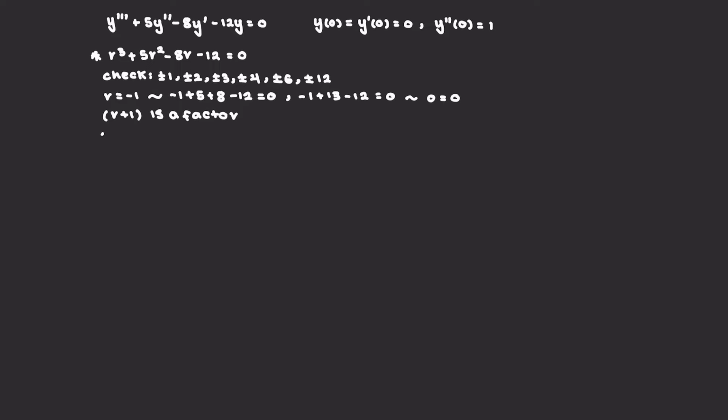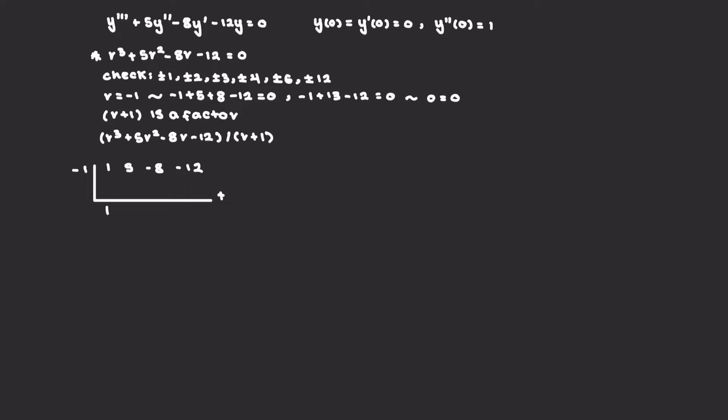And then let's divide our characteristic polynomial by our obtained factor, which is r plus 1, or r equals negative 1, by using Horner's method. So this is 1, this is 5, this is negative 8, this is negative 12. And keep in mind, this is going to be a long process because we have the initial value conditions, and we need to use our obtained solutions and apply them to our general solution to get the particular solution for this problem. So this negative 1, don't forget the plus sign here.